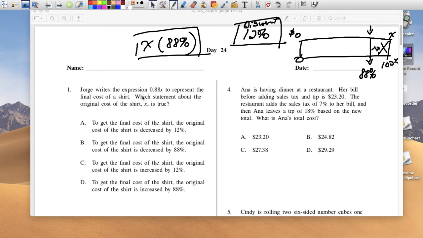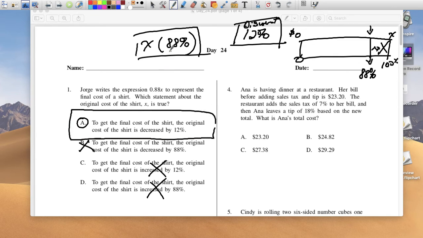So let's see if I make any sense here. To get the final cost of the shirt, the original cost of the shirt is decreased by 12%. That looks okay. To find the final cost of the shirt, the original cost of the shirt is decreased by 88%. That's not true, right? To find the cost of the shirt, the original cost of the shirt is increased by, no. So right away, I should have read this first, as I said in the beginning. Anything that says increased, you could have already eliminated. So now you were between something that decreased by 12% or something that decreased by 88%. So in this case, definitely something that was decreased by 12%, which means that you have to pay for 88% of the shirt. Okay, so the answer is A.